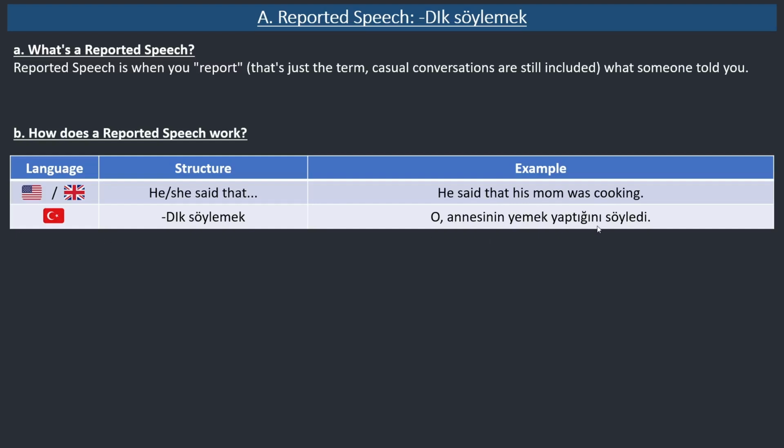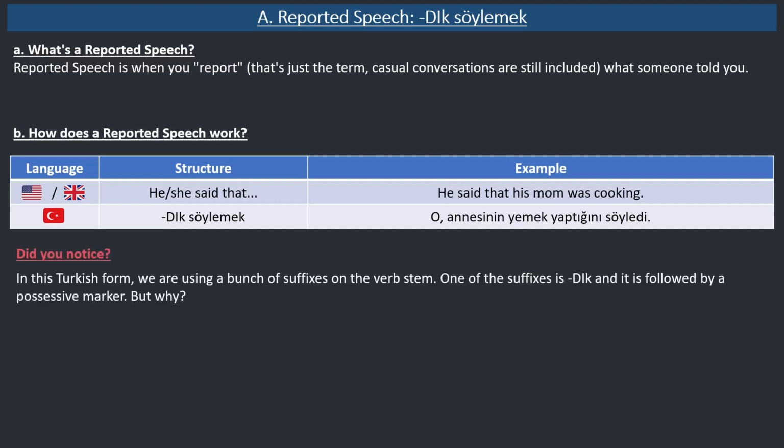But there is something, or there are a bunch of suffixes in the Turkish part. It's longer than the English sentence and it's differently built than the English sentence. What is the difference between the Turkish and English construction? There are a bunch of suffixes.